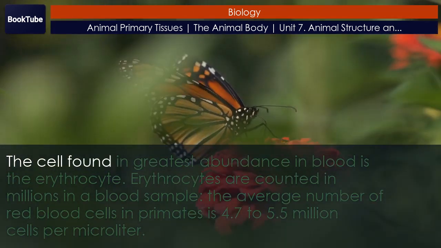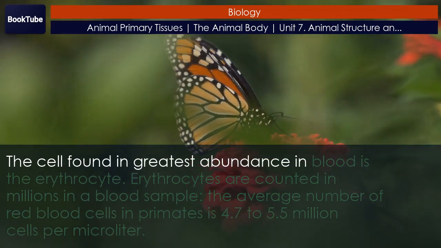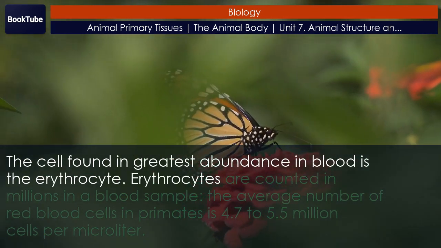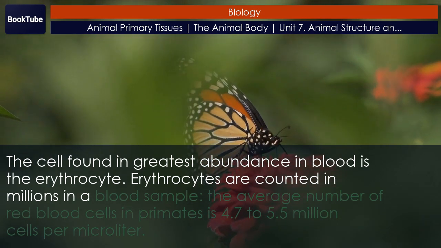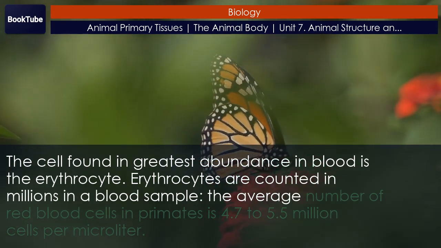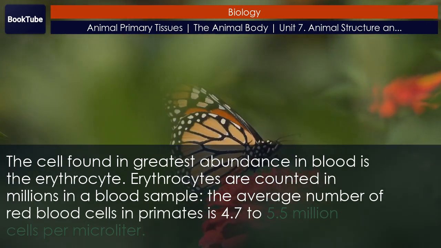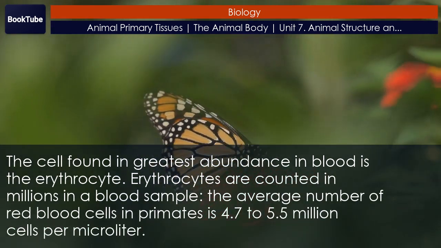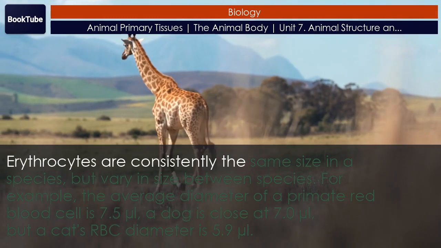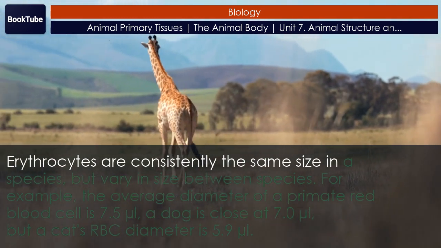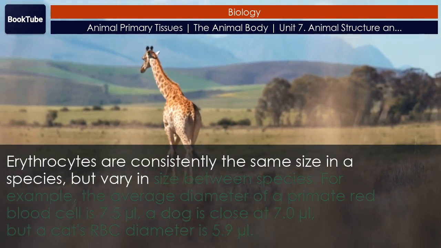The cell found in greatest abundance in blood is the erythrocyte. Erythrocytes are counted in millions in a blood sample. The average number of red blood cells in primates is 4.7 to 5.5 million cells per microliter. Erythrocytes are consistently the same size in a species, but vary in size between species.